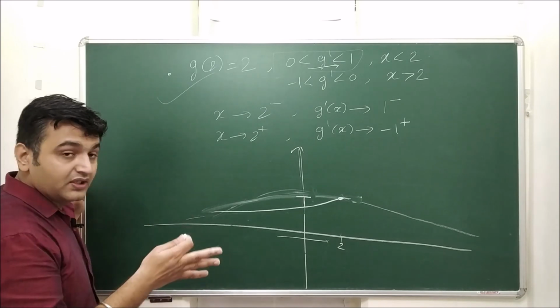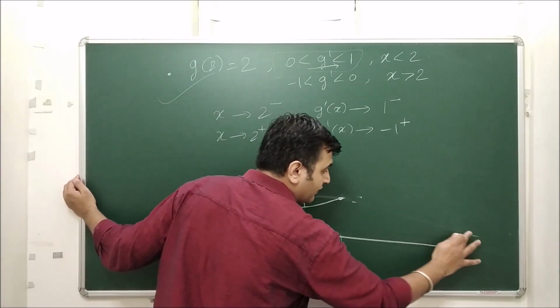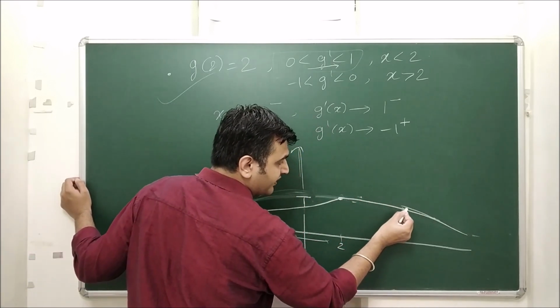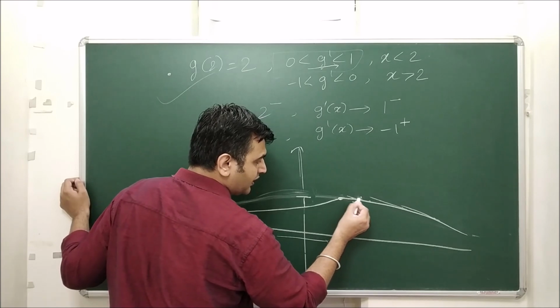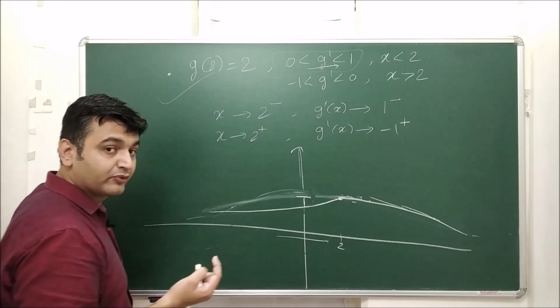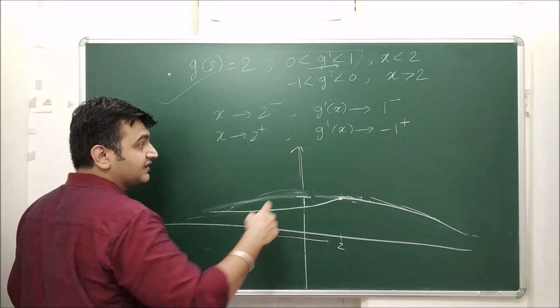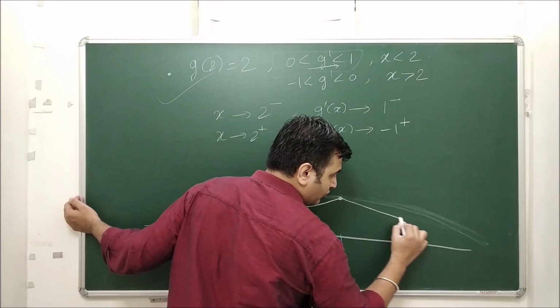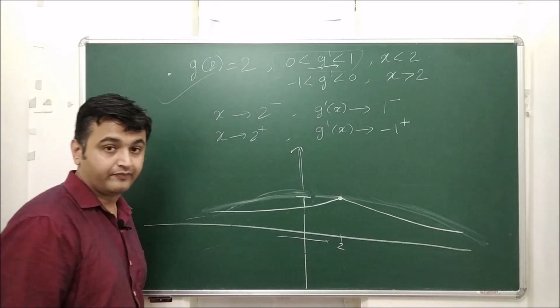Now let's go for the other part. Here also, can it be concave up? No, because the tangent line will become more and more horizontal as you approach 2 from the right hand side. That means the slope is approaching 0, but it is given that the slope is not approaching 0. So therefore here also it has to be concave up.